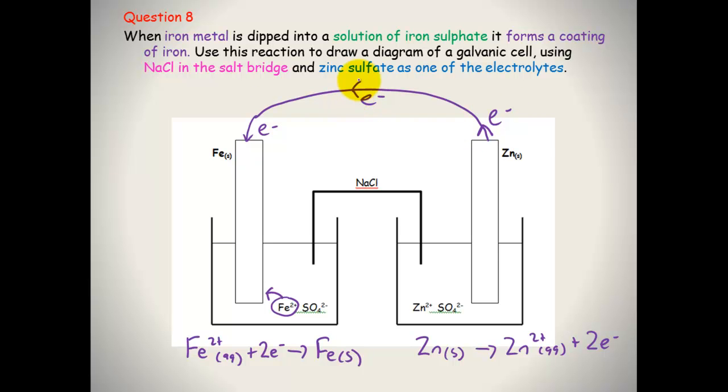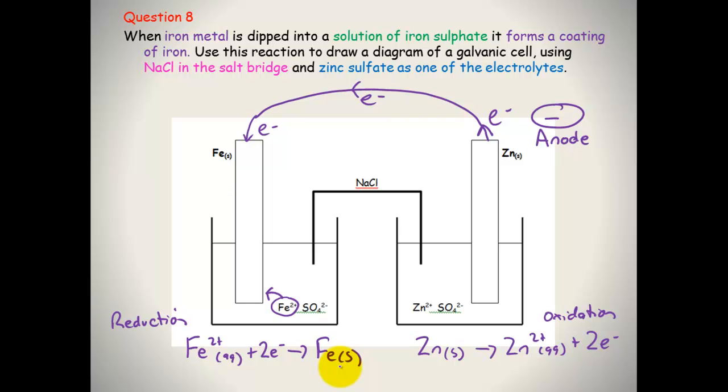Just make sure that you really clearly mark the direction of your electrons. Electrons are being produced on this side, so this must be the anode, negative, oxidation. This is my oxidation reaction. It's producing electrons at the anode, so that's correct. This is my reduction reaction, and I'm receiving electrons to form iron solid.